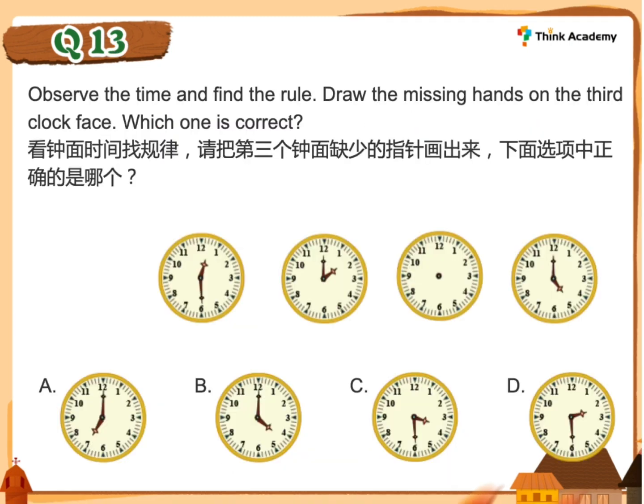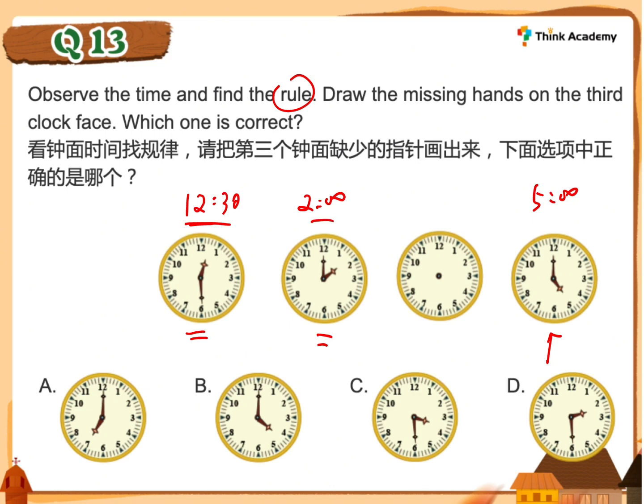Okay, question 13 is about the pattern, or you can call it the period in time. Observe the time and find the rule. Draw the missing hand on the third clock face. Okay, so from the first figure to the second figure, the first figure is 12:30 and this one is 2, okay? And the last clock actually is 5 o'clock.